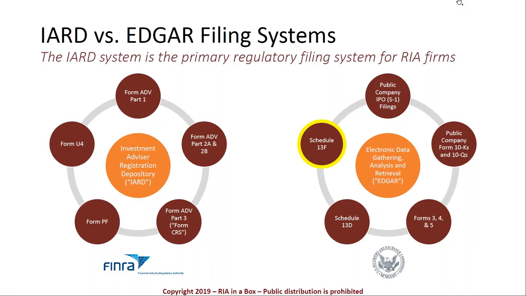This is where a company may file its initial S-1 or IPO filing. This is where public companies file their Form 10-Ks or 10-Qs. This is where individual executives or large shareholders of a company will file their individual Forms 3, 4, and 5, and also Schedule 13D filings, which we'll touch upon in a minute. And of course, today's topic, the Schedule 13F filing, is administered through EDGAR.